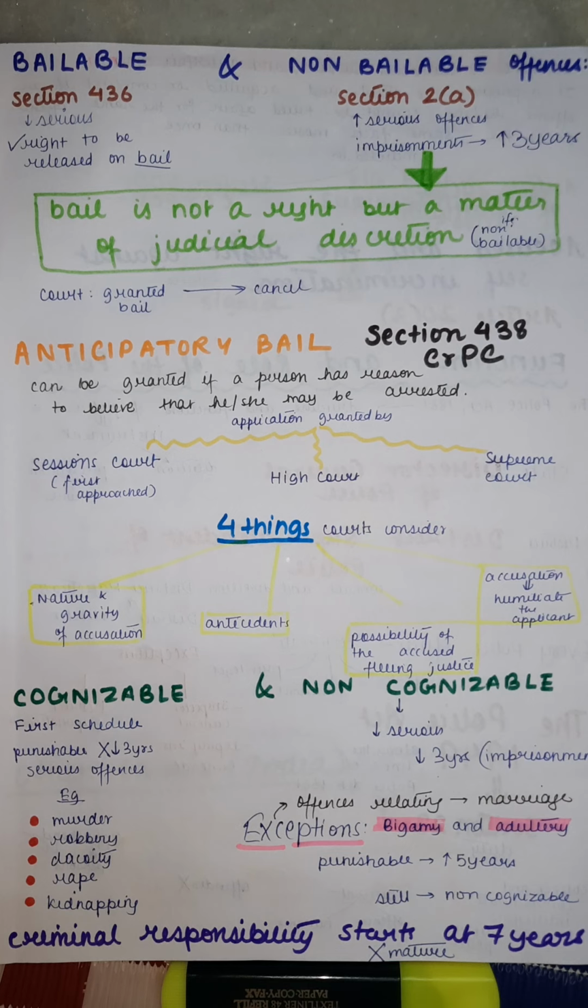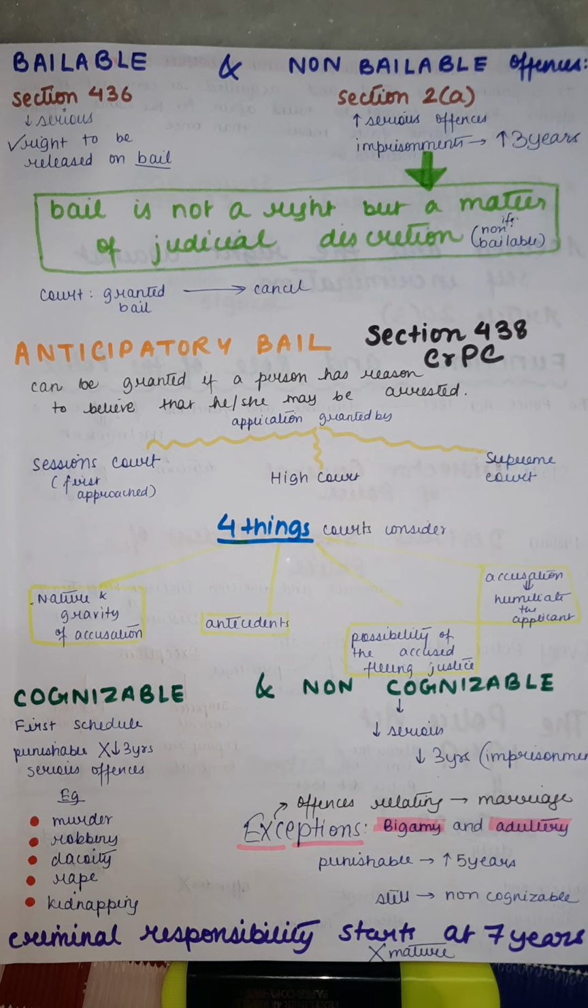Bailable offenses are those offenses in which the accused can obtain bail. What is a bail? Bail is a release order. And in the case of non-bailable offenses, these are so serious offenses that the accused cannot obtain a bail. Imprisonment is generally more than 3 years.